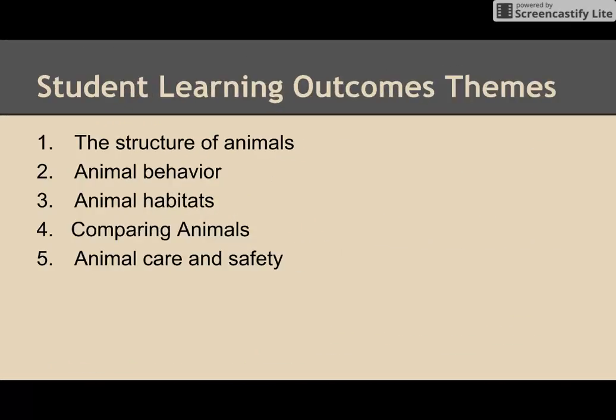A complete list of student learning outcomes can be found on the Boston Public Schools Weebly page and will be covered in individual investigation videos. This is a list of the general ideas that will be covered in this kit: structures of animals, animal behavior, animal habitats, comparing animals, and animal care and safety.